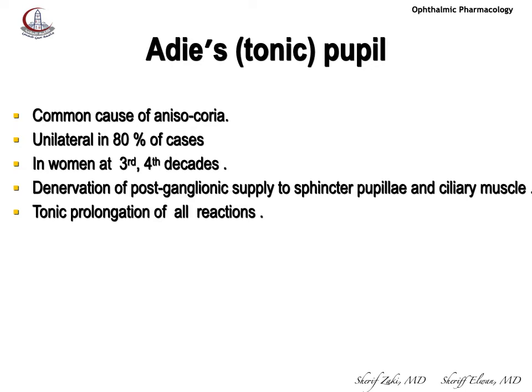Now, Adie's or tonic pupil is a common cause of anisocoria, that is, mismatching between the sizes of the pupils of the two eyes. It's unilateral in 80% of cases. It occurs in women in the third and fourth decades of life. It is a manifestation of denervation of postganglionic supply to the sphincter pupillae and ciliary muscle. It's tonic prolongation of all reactions.